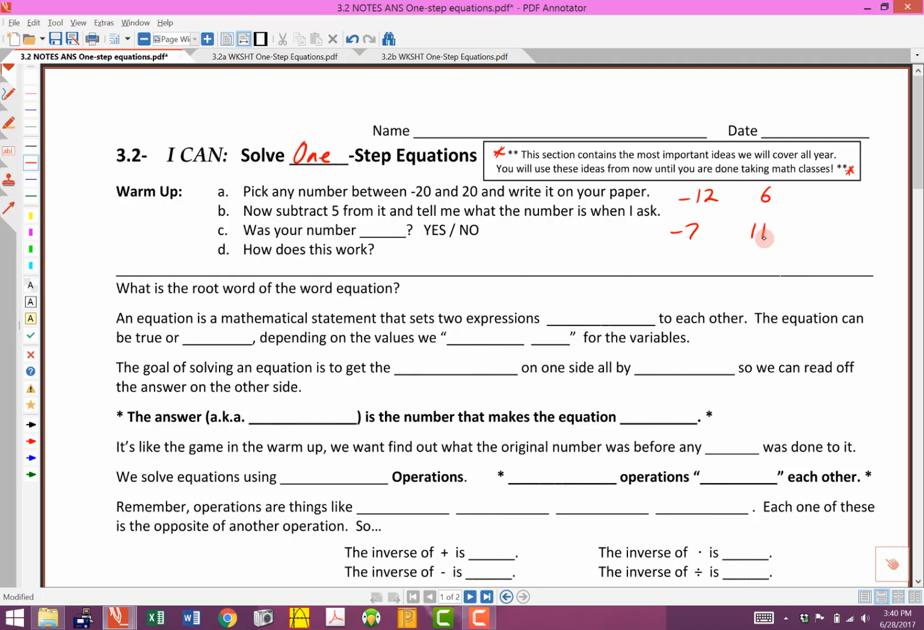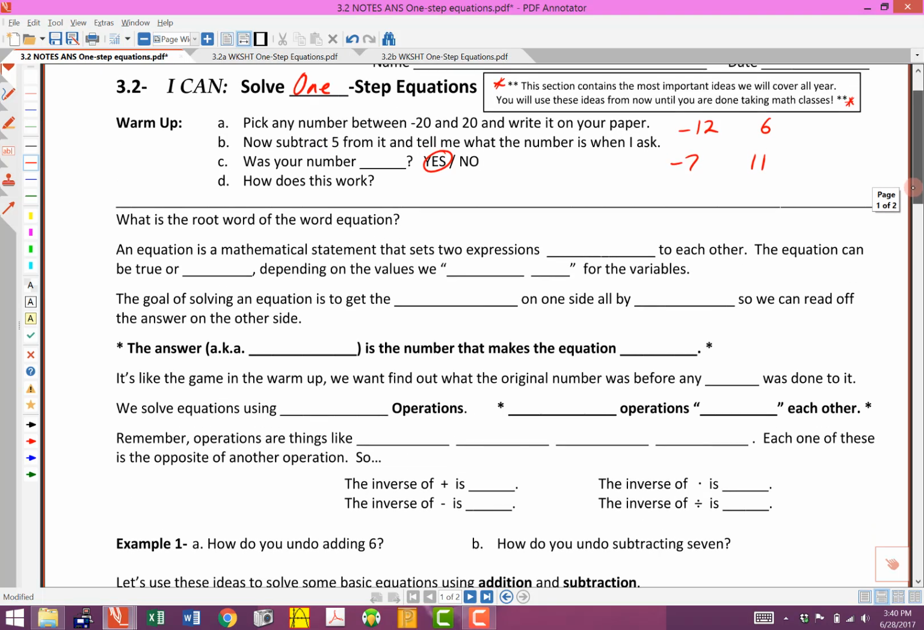And in each one of those cases, the person would have to say yes. So the question is, how does this work? Well, it's no trick here. If you subtract 5 from a number, all I did is the opposite of that. I just took the answer that they gave me and added 5. I'm just reversing that process. Okay, now that's going to come into play in just a second.